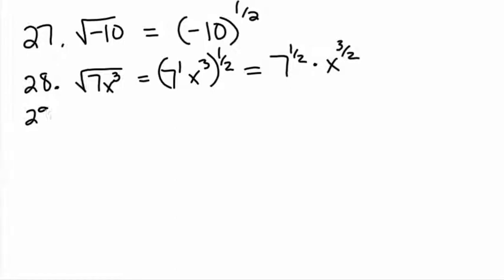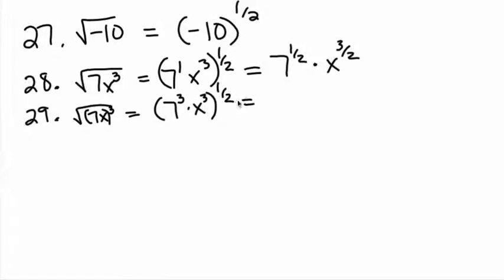Number 29, I have square root of 7x cubed. So what I would choose to do here is distribute this 3. So this is going to be 7 cubed times x cubed, both of those to the 1/2 because the square root becomes the 1/2 power. Then I distribute the 1/2 and I get 7 to the 3/2 times x to the 3/2.